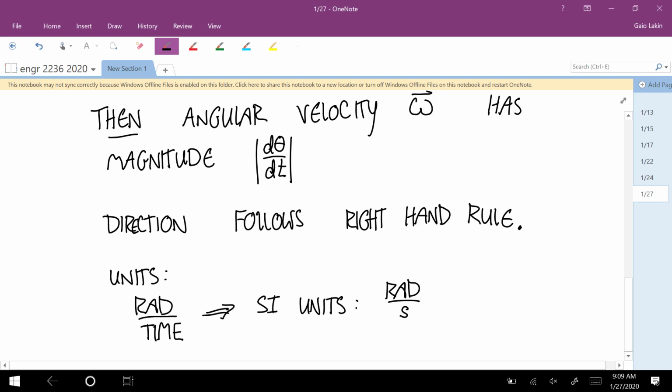And remember that radians are sort of a funny unit. It's really just a purely mathematical description of an angle. So I use radians to remind you that we are talking about an angle, but that's really the same thing as just 1 over seconds. Okay.